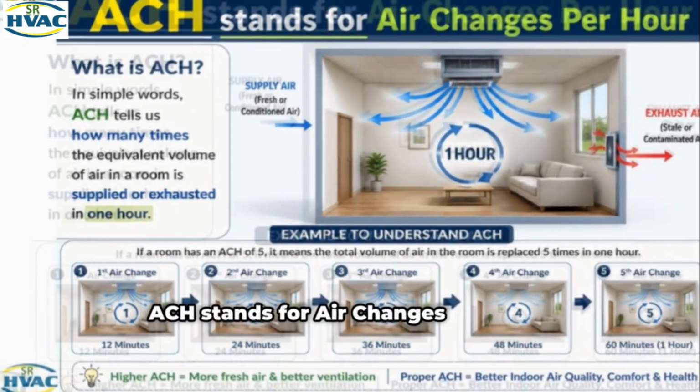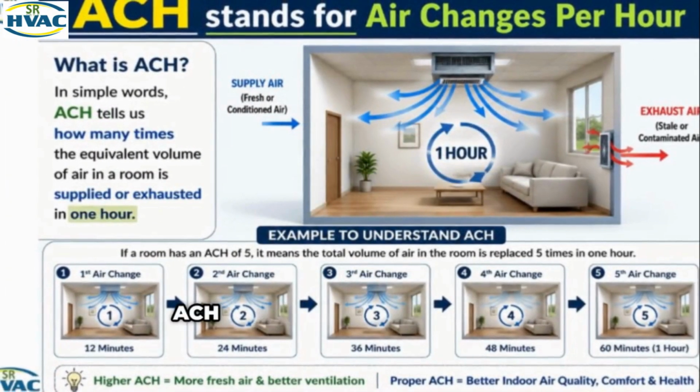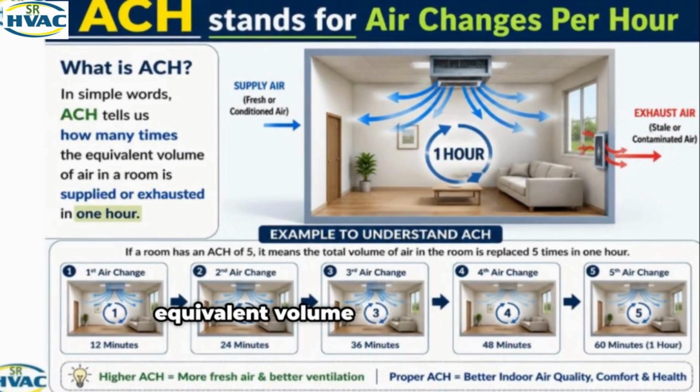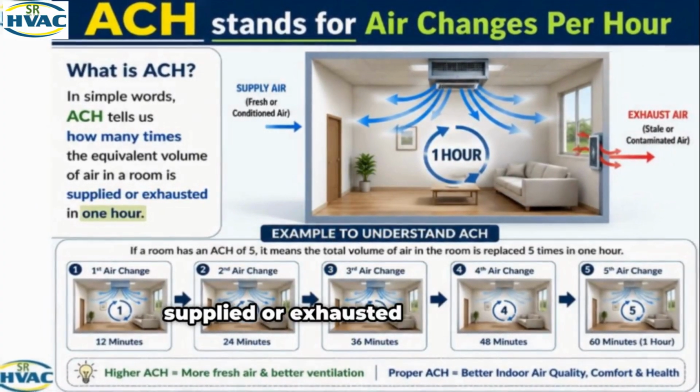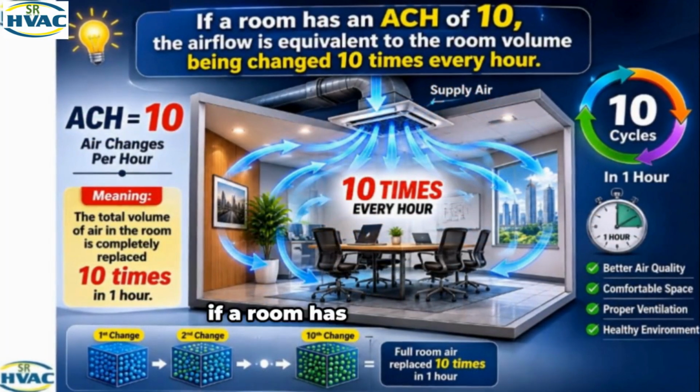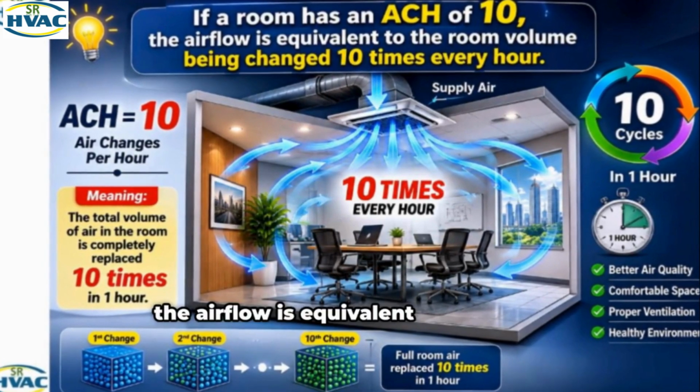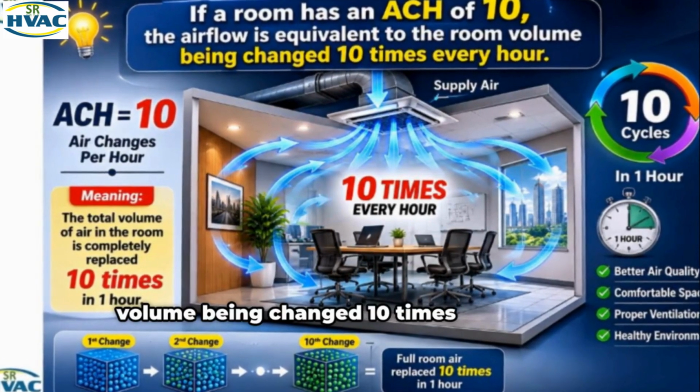ACH stands for air changes per hour. In simple words, ACH tells us how many times the equivalent volume of air in a room is supplied or exhausted in 1 hour. For example, if a room has an ACH of 10, the airflow is equivalent to the room volume being changed 10 times every hour.